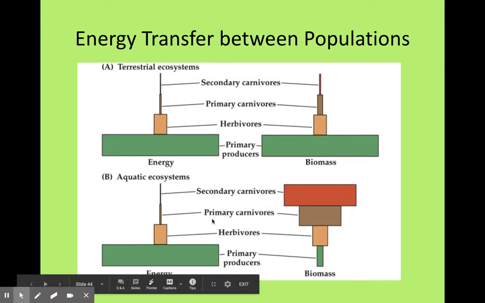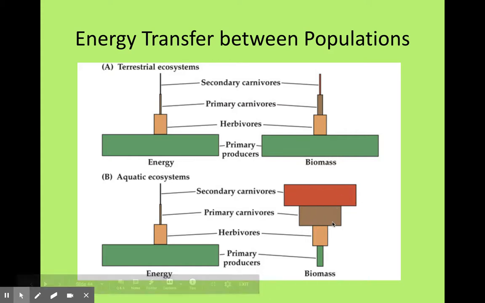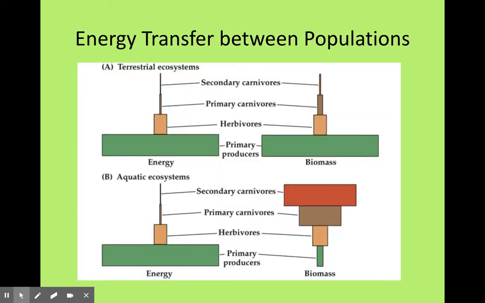When we look at the aquatic ecosystems, the primary producers, again, have the most energy, and these two trophic levels look the exact same, right? Regardless of the ecosystem. But the biomass is different. We have way more secondary carnivores, fewer primary carnivores, even fewer herbivores, and very, very few primary producers in aquatic ecosystems. So I know that's a little bit confusing.